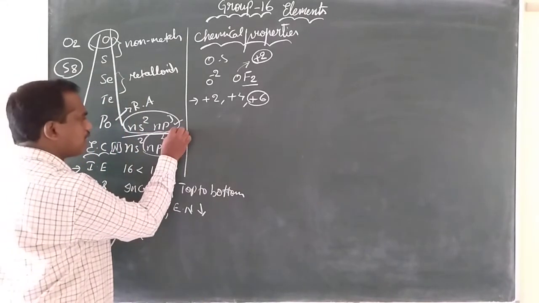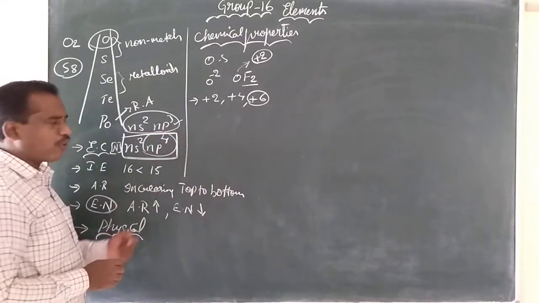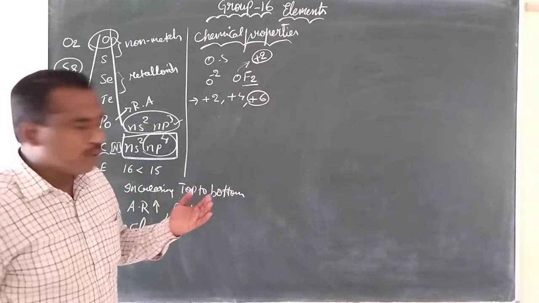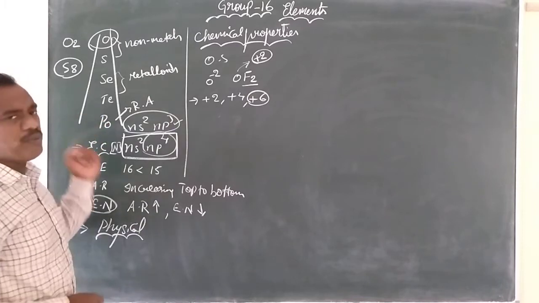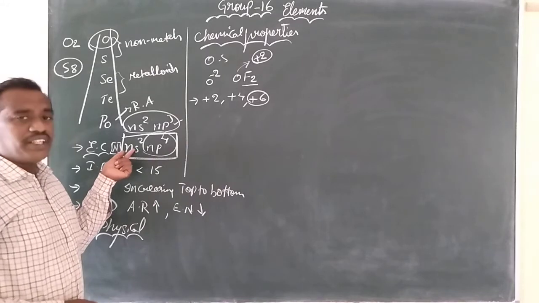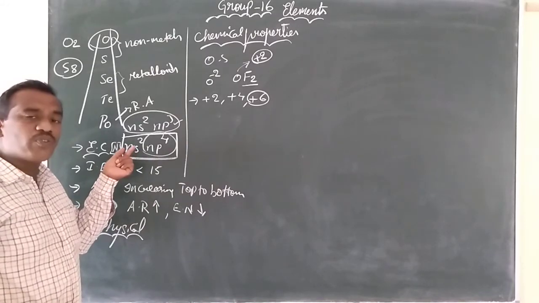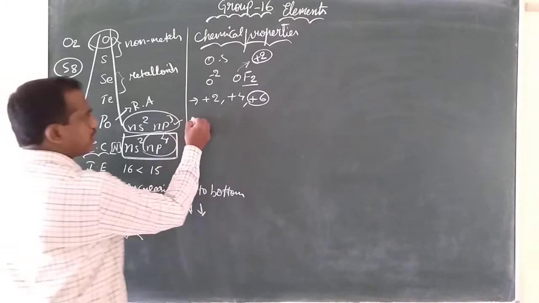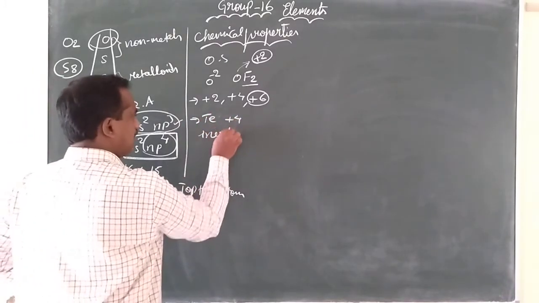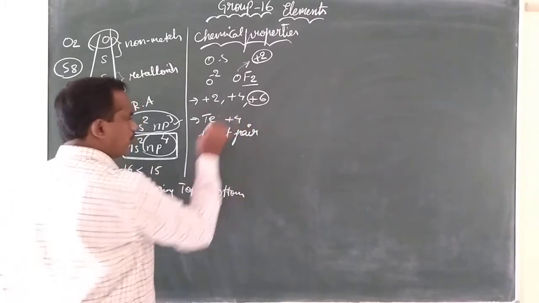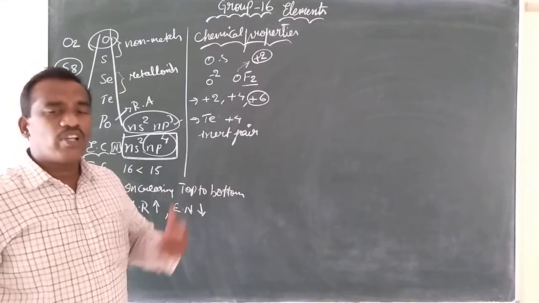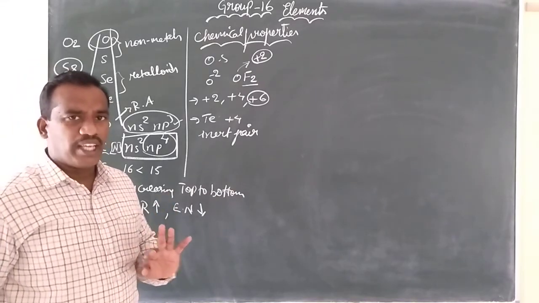How many electrons are there in this element, children? ns2 np4, totally 6 electrons are there. But down the group, like our tellurium, due to the intervening d orbitals, the s electrons will not be involved in bonding. Hence, in the case of tellurium, +4 is the stable oxidation state due to the inert pair effect. Down the group, +6 stability decreases and +4 stability increases due to the inert pair effect.